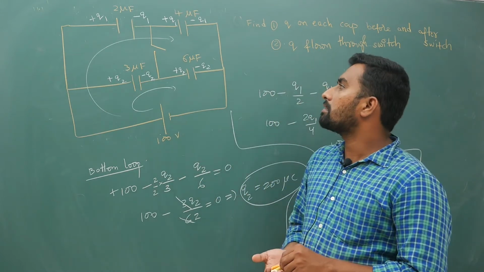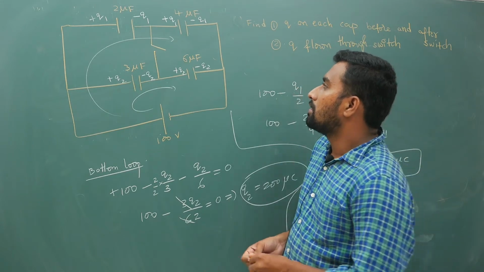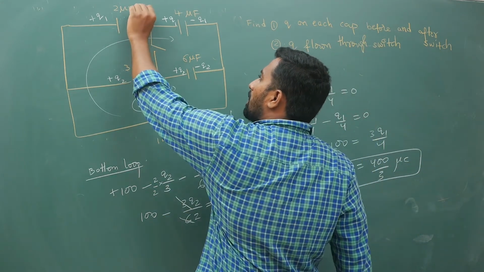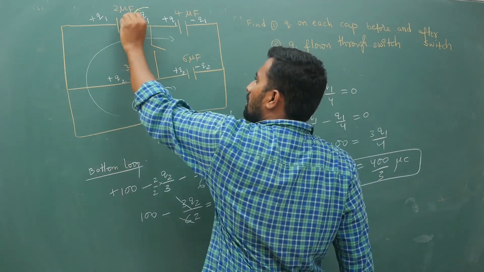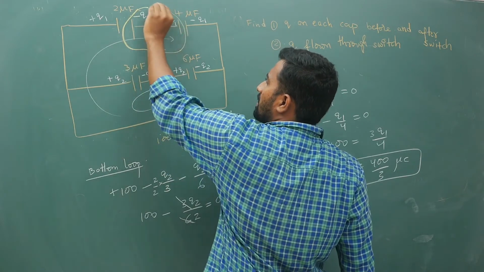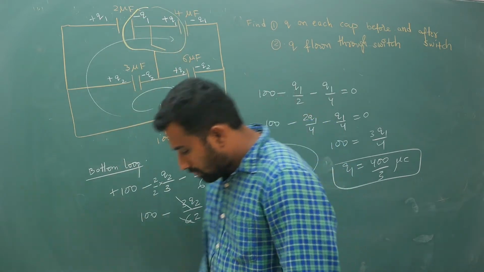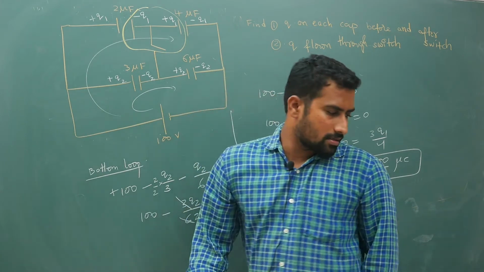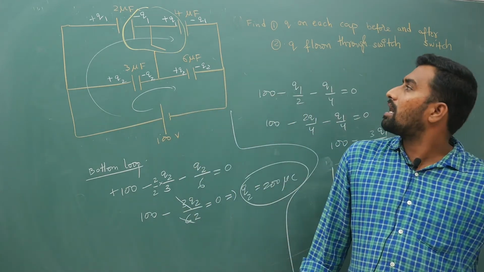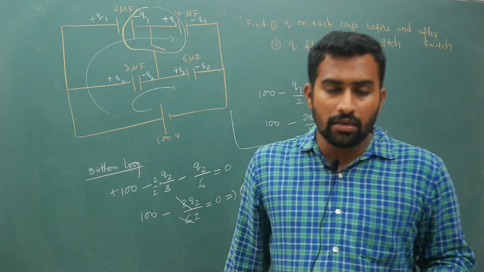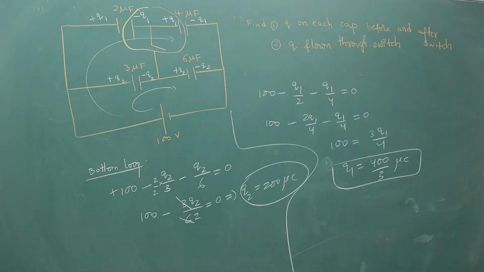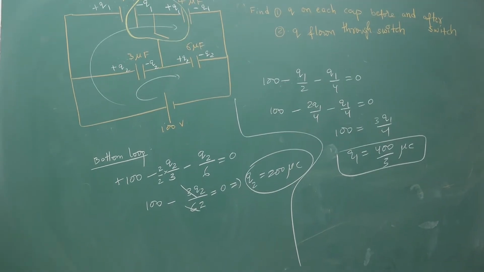But before that, look at this yellow color part, observe it very carefully. In that yellow color part, if you ask me what is the charge, I will simply say your Q enclosed is 0, because for the first 2 microfarad capacitor and 4 microfarad capacitor, your charge is actually just getting redistributed, that's all.